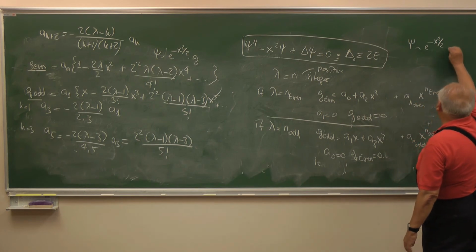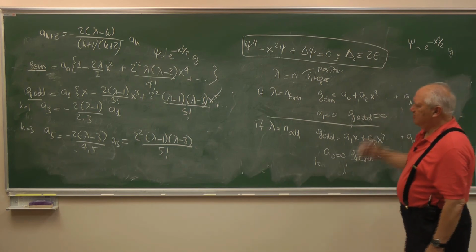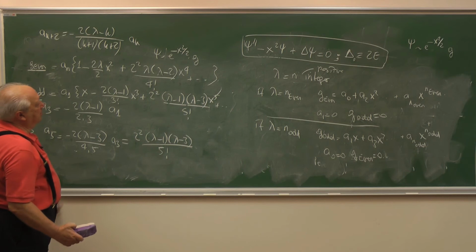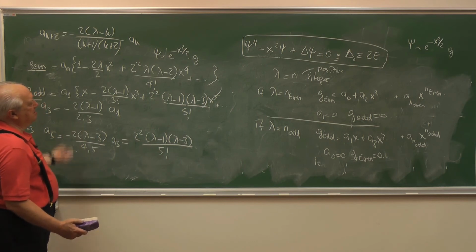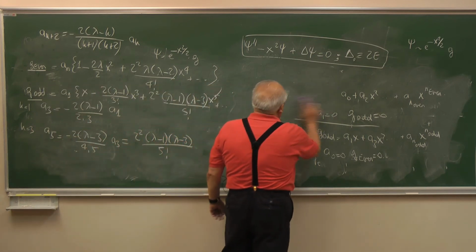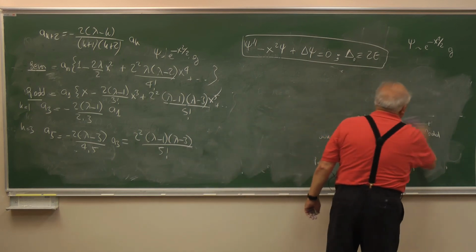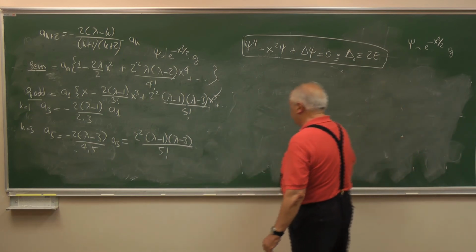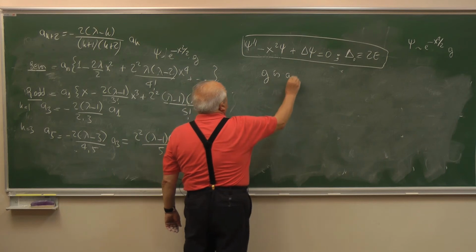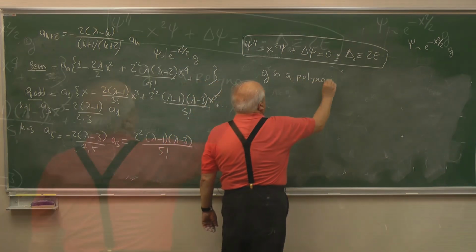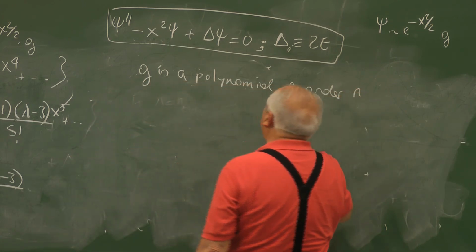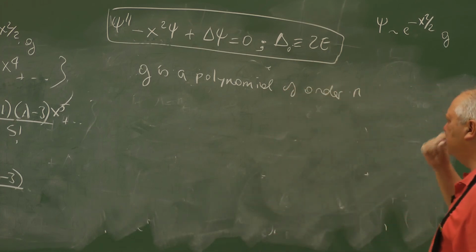So g, and we have this power series expansion terminated. And if you terminate a power series, what do we have? We have a polynomial. So g is a polynomial, it's a polynomial of order n. n could be even or odd, a positive integer.